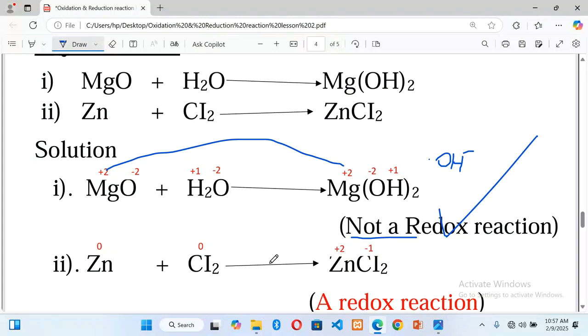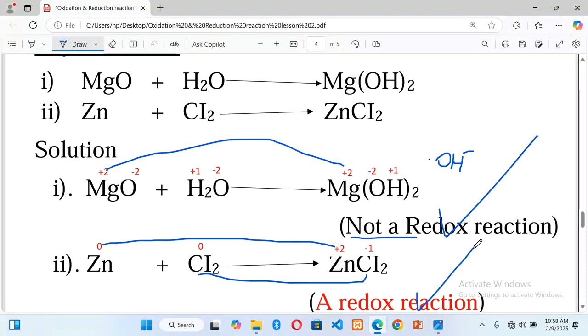So tell me, is the oxidation number of these substances increasing or decreasing? Is there any change? Let's look at zinc. Zinc has been 0 and now it is becoming positive 2. There is a change. Chlorine has been 0. It is now -1. There is a change. One is undergoing oxidation, another one is undergoing reduction. So therefore, we say this is a redox reaction.